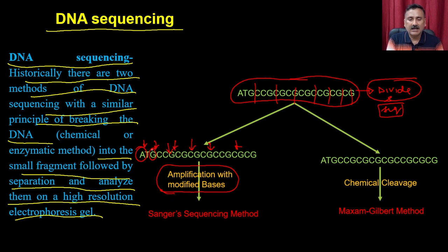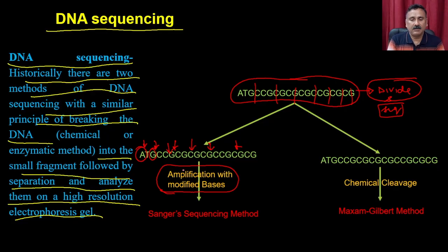Then I can analyze these sizes of the DNA on a high resolution electrophoresis gel, and that's how it is going to give me the complete sequence. If you follow this method, where you use the modified base, then this sequencing method is called the Sanger sequencing method. And for this sequencing method, Sanger got the Nobel Prize.